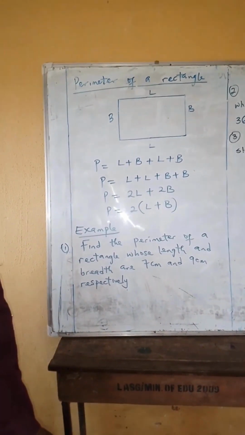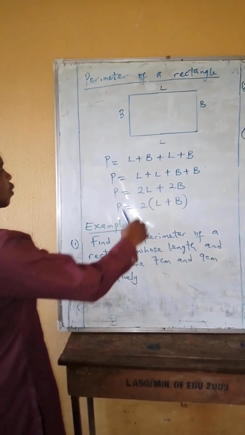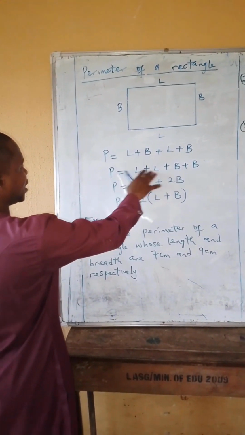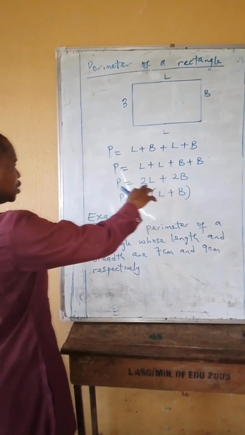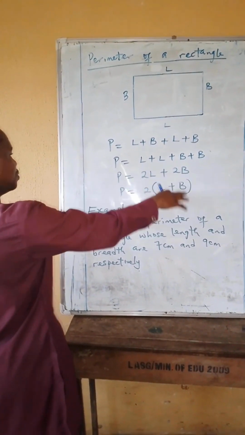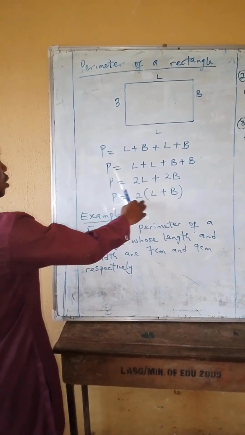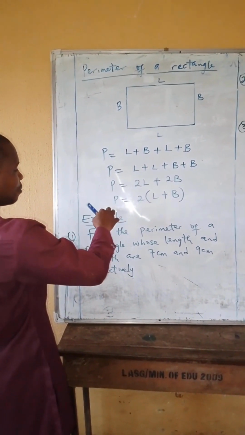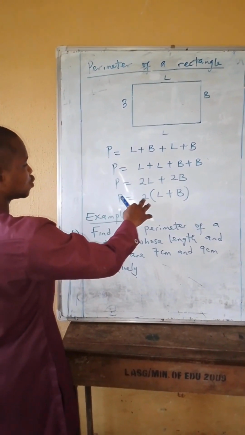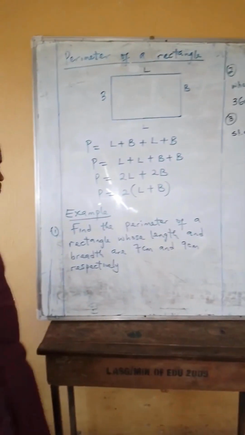Don't forget in mathematics, in an equation, we normally collect the like terms. So we have L plus L plus B plus B. So we are going to have 2L plus 2B, whereas 2 is the common factor here. So we are going to bring out 2. So the normal formula for the perimeter of a rectangle is 2 into bracket length plus breadth.